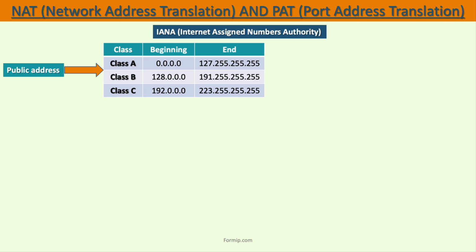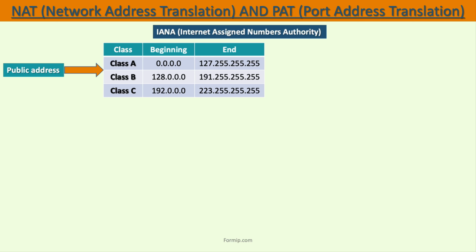NAT is a protocol that allows the source IP address of a packet to be changed to another IP address. So, even if IPv6 is currently being deployed, IPv4 addressing is still the most widely used in the world. All companies, and even our internet boxes, use NAT.